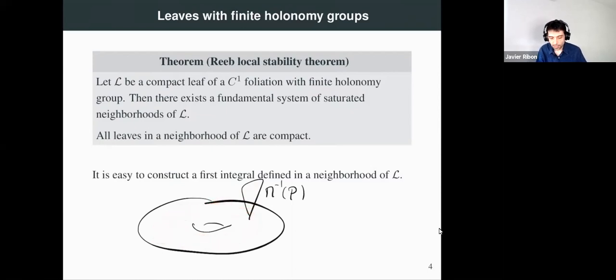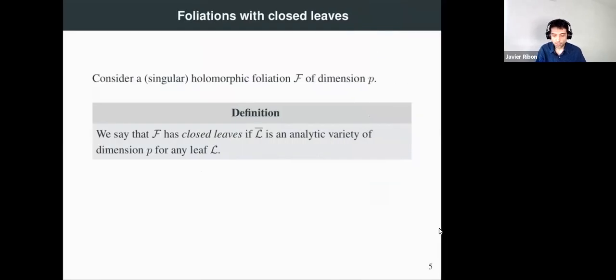So when you have this stability in a neighborhood of a compact leaf, it is very, very easy to construct first integrals, holomorphic first integrals if we are in the holomorphic case. Okay, what we want is considering foliations with closed leaves in the holomorphic setting.